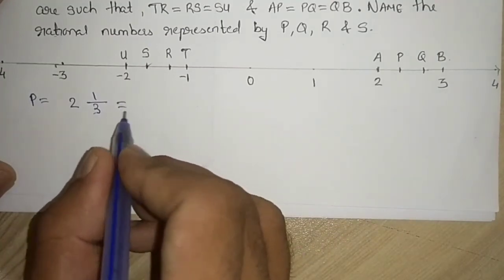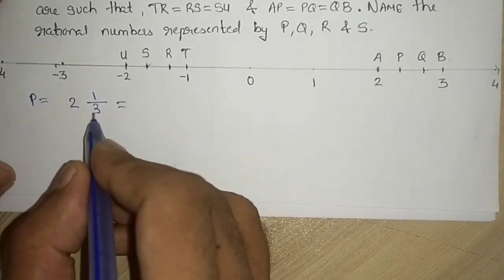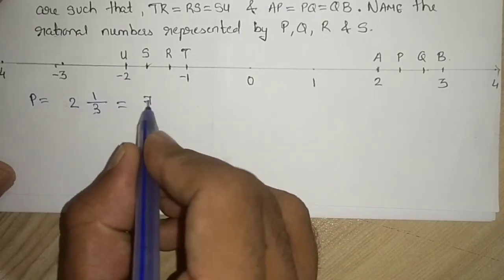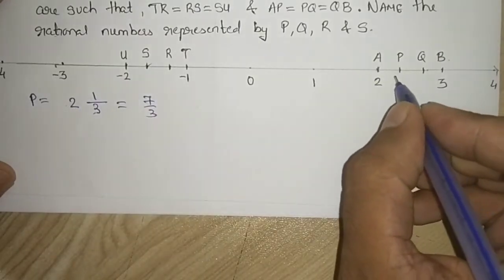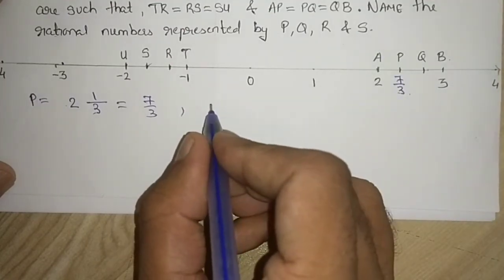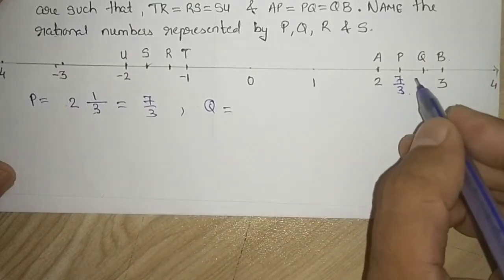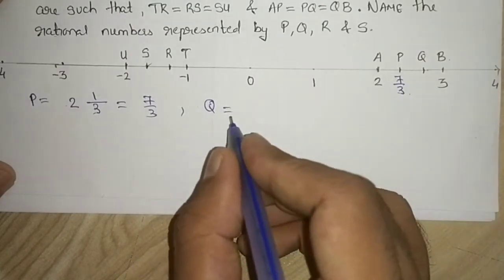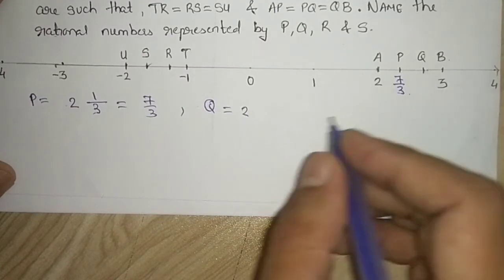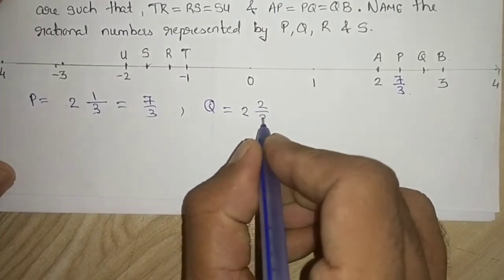But they want us to write a rational number. So what we will do? We will write 3 2s are 6 plus 1, 7 by 3. So this will be our 7 by 3. Coming to Q. Again for Q, definitely 2 integer will be there. Then Q is on the second part. So 2 by 3.